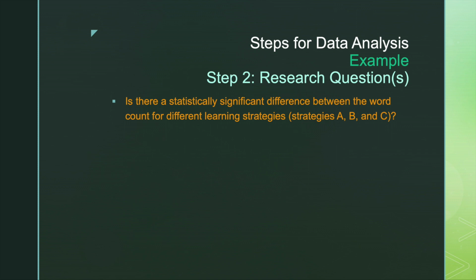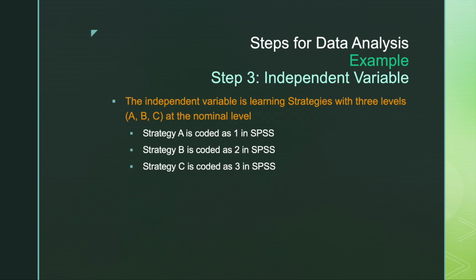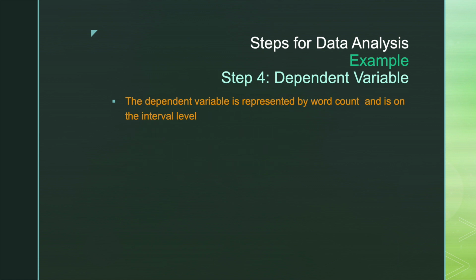Step 2 is stating the research question, or questions, in this case just a question. Is there a statistically significant difference between the word count for different learning strategies? Either A, B, or C. Step 3 is stating the independent variable. So in this case, the independent variable is the learning strategies with 3 levels, A, B, or C, and they're at the nominal level. Step 4, dependent variable. The dependent variable is represented by word count and is on the interval level.